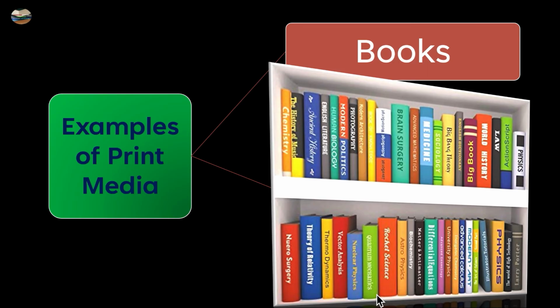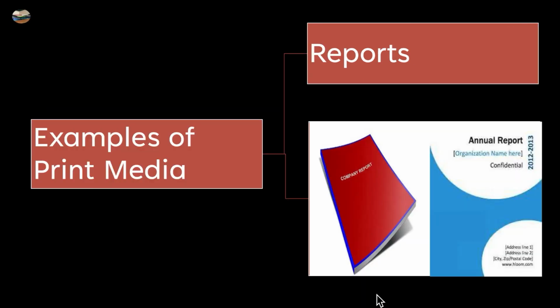Then examples of print media, that's books. We can see different types of books. They are the best examples of print media too. Examples of print media, we can include reports of a company or any organization. We can have half-yearly report, annual report, and so on. They could be taken as examples of print media.